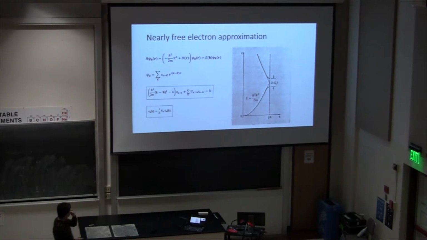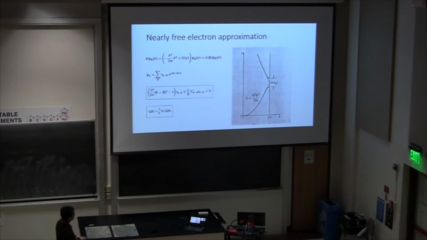And the other thing that we learned in the nearly free electron approximation was that the main effect of having a periodic potential is to open a gap at the so-called Bragg planes. What Bragg planes are, they are shown here as half K. They are bisectors of the reciprocal lattice vectors. This is the formal definition of Bragg planes. They are the bisectors of the reciprocal lattice vectors.